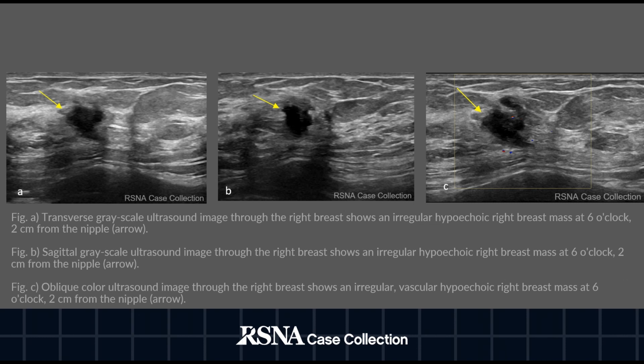These are images from the patient's follow-up targeted ultrasound of the breast mass noted on mammography. The left image is a transverse grayscale ultrasound image. The middle image is a sagittal grayscale ultrasound image, and the right image is an oblique color ultrasound image. All of the images show an irregular hypoechoic right breast mass at 6 o'clock, 2 cm from the nipple, corresponding to the mammographic finding. The color image on the right shows vascularity within the mass.